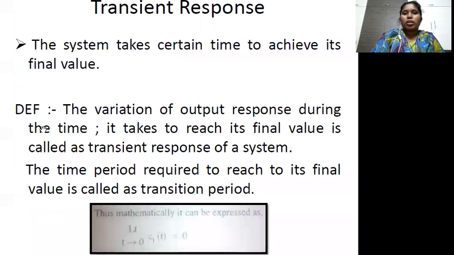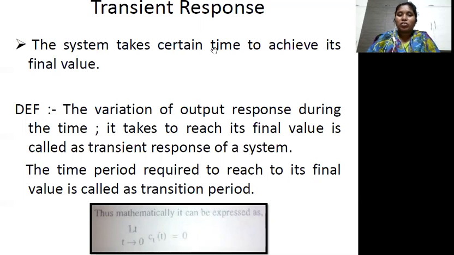Coming to the first one, that is transient response. A system takes a certain time to achieve its final value. For example, if I want to obtain an output of 5 volts, I am not instantly obtaining 5 volts from a circuit. So what will happen from 0 to 5? Slowly it will increase. After a particular time only, I am able to find the output is 5 volts, right? So the time period before achieving the final output is nothing but the transient response.